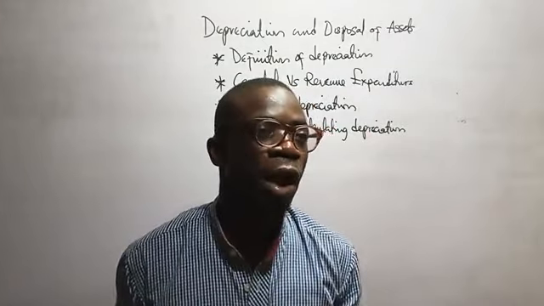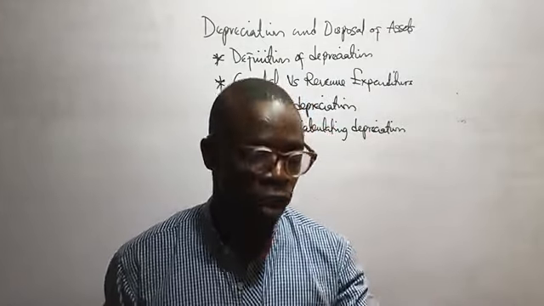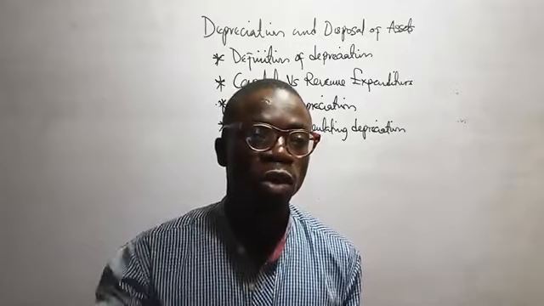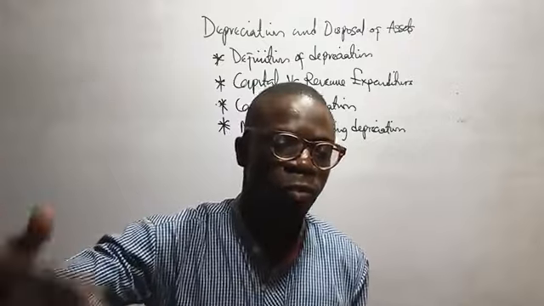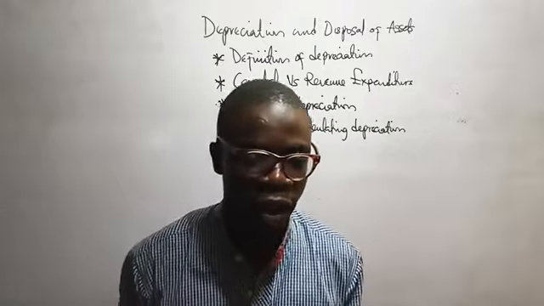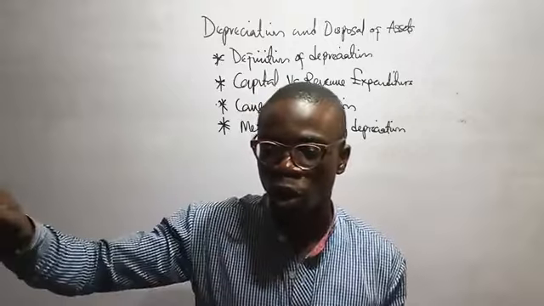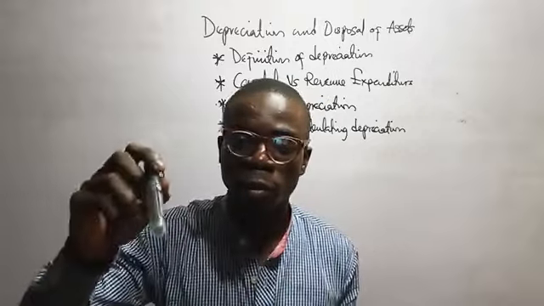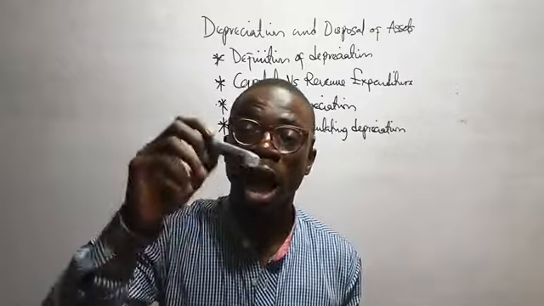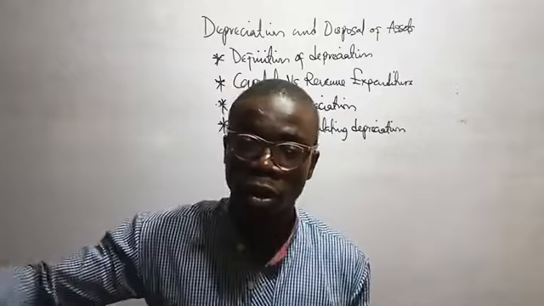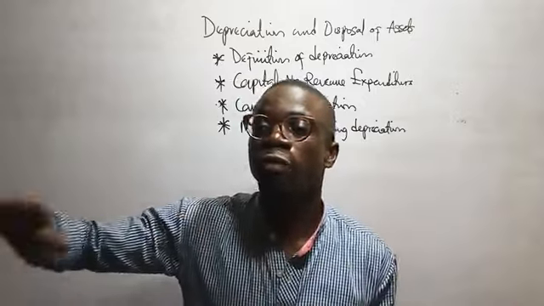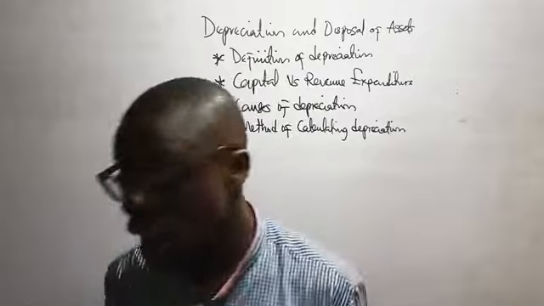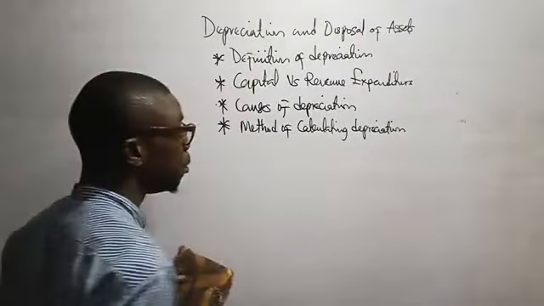That means if the annual depreciation is 20,000 in year 1, the annual depreciation will be 20,000 in year 2, will be 20,000 in year 3, till the asset is fully written off. That's what we call straight line. That means the annual depreciation does not increase or decrease. It remains constant throughout the lifespan of that asset. That's what we call straight line method.